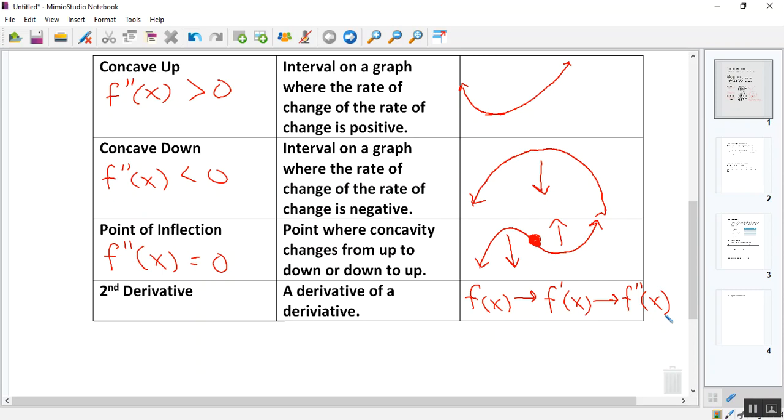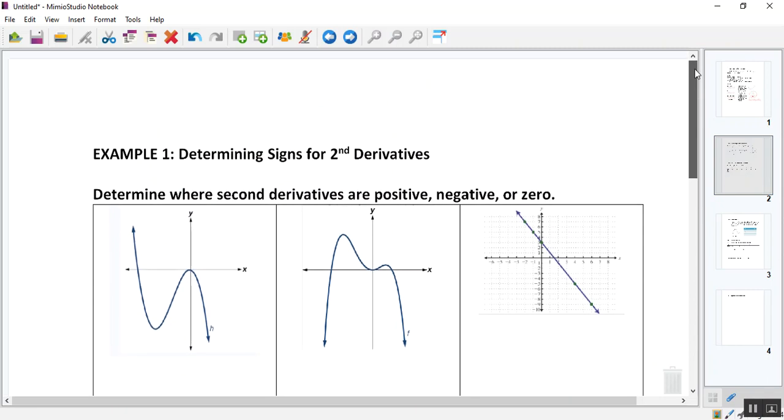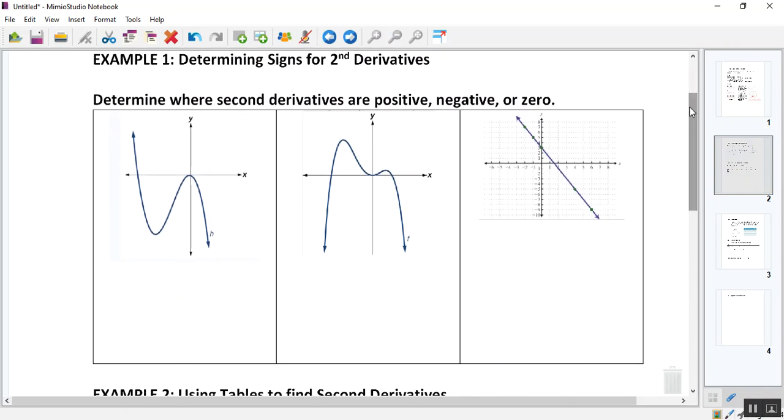All right, well, then on the next page, start talking about signs for second derivatives. It says determine whether the second derivatives are either positive, negative, or 0. So we just got done saying if it's concave up, second derivative is positive. If it's concave down, second derivative is negative. And if the second derivative is ever equal to 0, you are at a point of inflection. Okay?